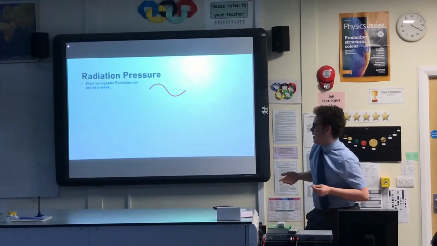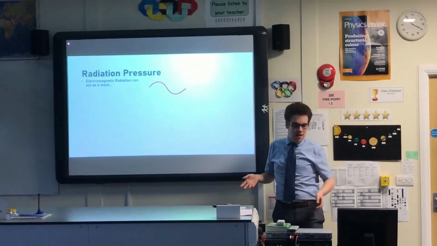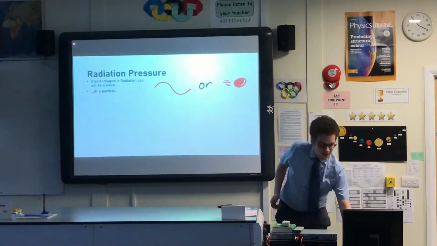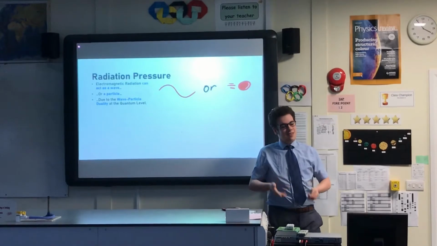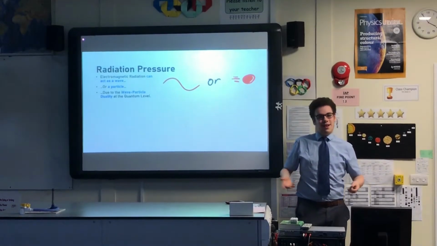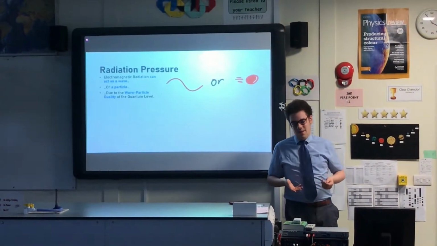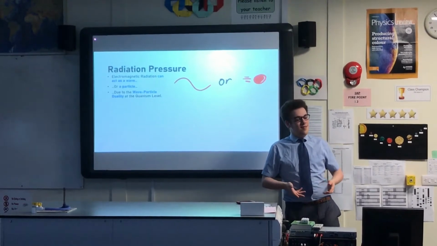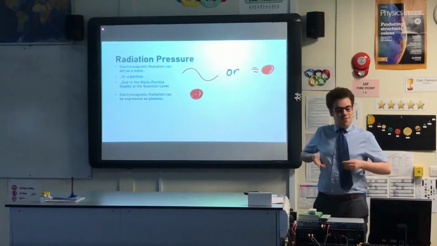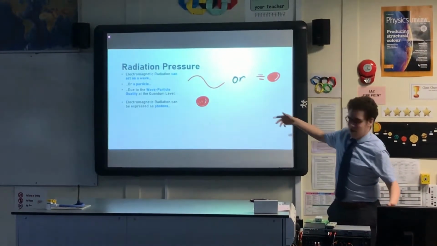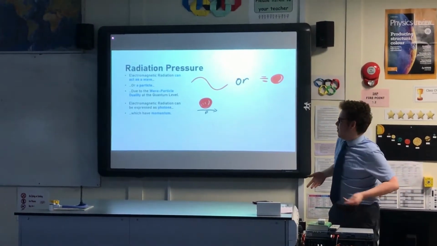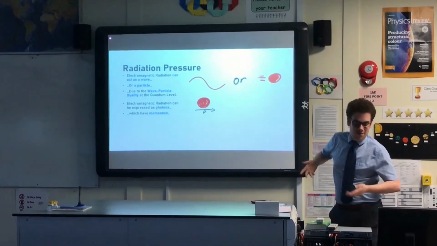So, as I said, electromagnetic radiation can act as a wave, but it can also act as a particle. And this is because of the wave-particle duality at the quantum level. We discovered this back with Max Planck and Albert Einstein finding out the photoelectric effect. Now, electromagnetic radiation can be expressed as photons, which is the particle form of it. And these photons have momentum, but they have no mass. So how can they have momentum?